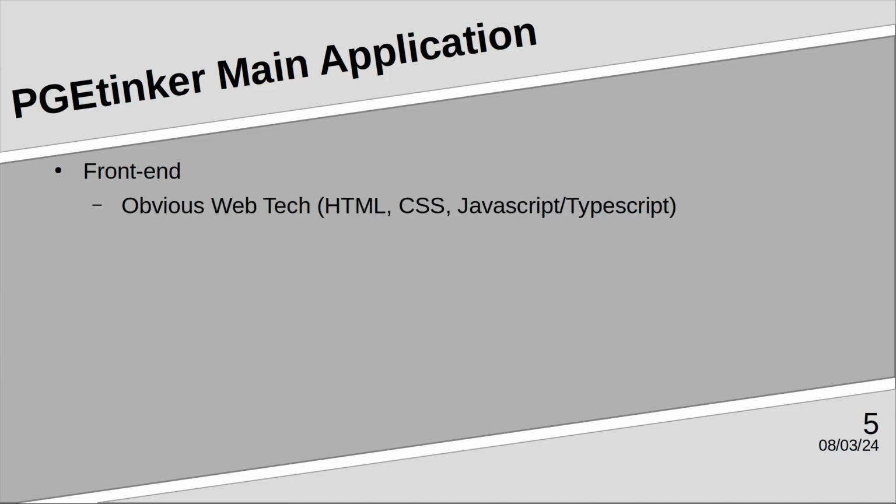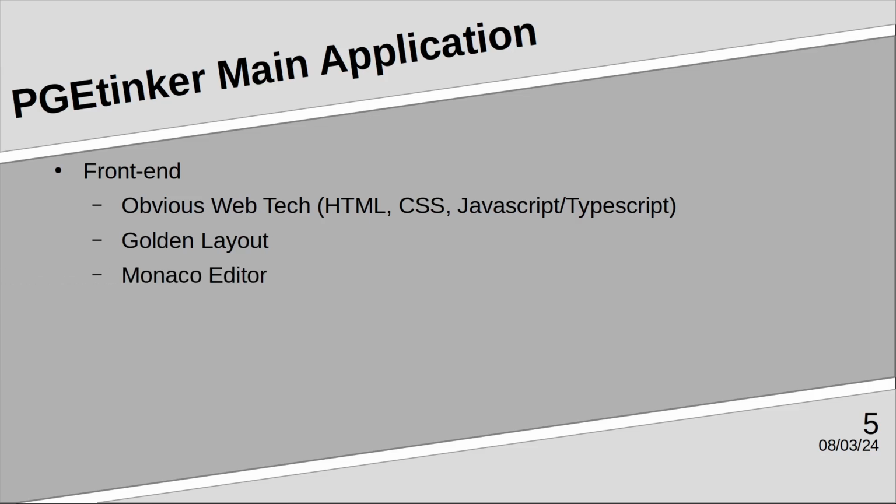Here we're going to talk about the main application. The main application front end is developed using Vite, or however you want to pronounce that, using the usual suspects: HTML, CSS, JavaScript, and a little TypeScript. We use a library called Golden Layout. It's a library that provides the ability to do click and drag actions, docking, stacking, and it's basically the reason PGEtinker is so customizable.